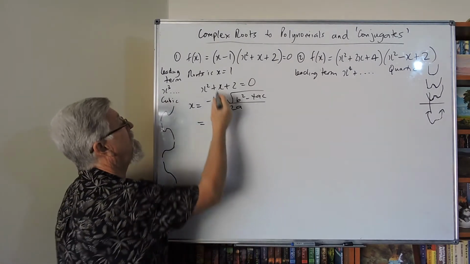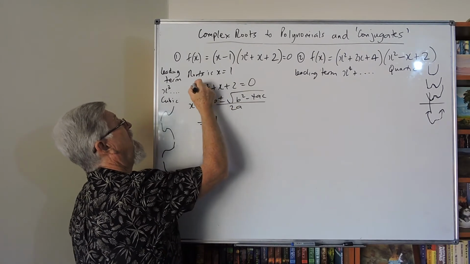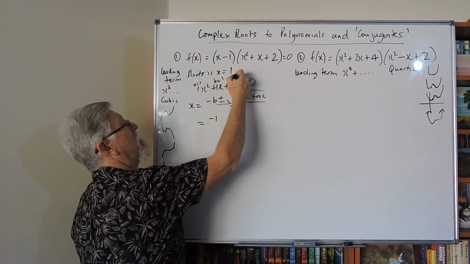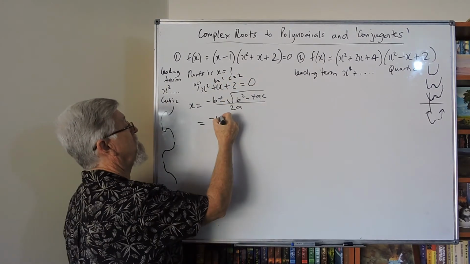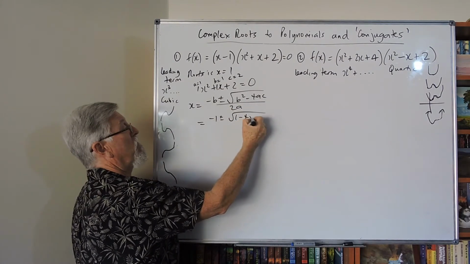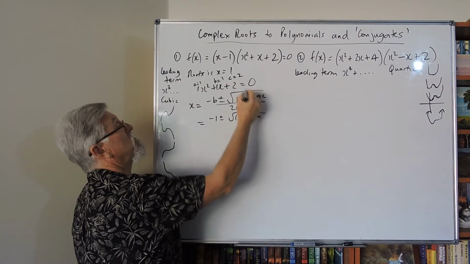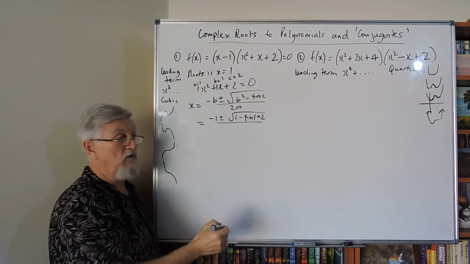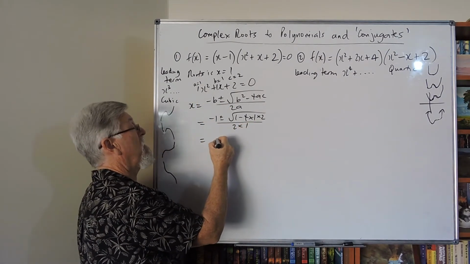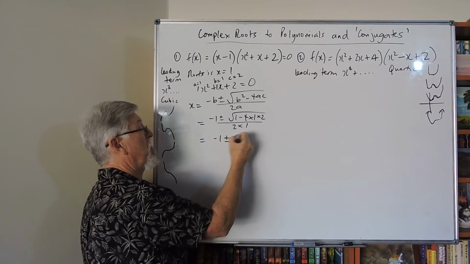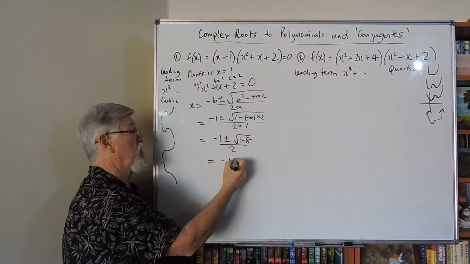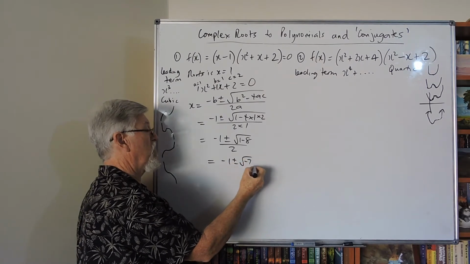So that's a minus b, so there's a equals 1, there's b equals 1, and there's c equals 2. And you've got minus 1 plus and minus the square root of this 1 squared, which is 1, minus 4 times the 1 times the c, which is 2. And on the bottom we've got 2 times a, which is 2 times 1. So what do we have? We have minus 1 plus and minus the square root of 1 minus 8, on 2. So you've got minus 1 plus and minus the square root of minus 7, on 2.